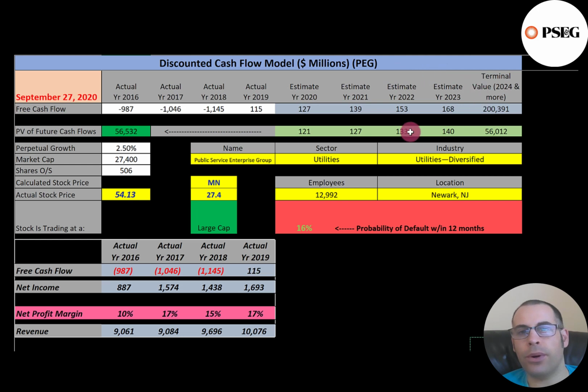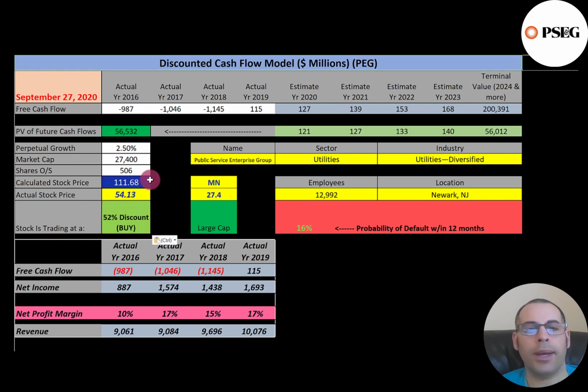We estimated 4 years of future free cash flows. We also estimated terminal value, which is all cash flows past year 4. We discounted those numbers back to today using the weighted average cost of capital. We get a value of the company of $56 billion. We divide that by 506 million shares, and we get a calculated stock price of $112. They're trading at 54, so they're trading at a 52% discount. It's a buy according to the model.